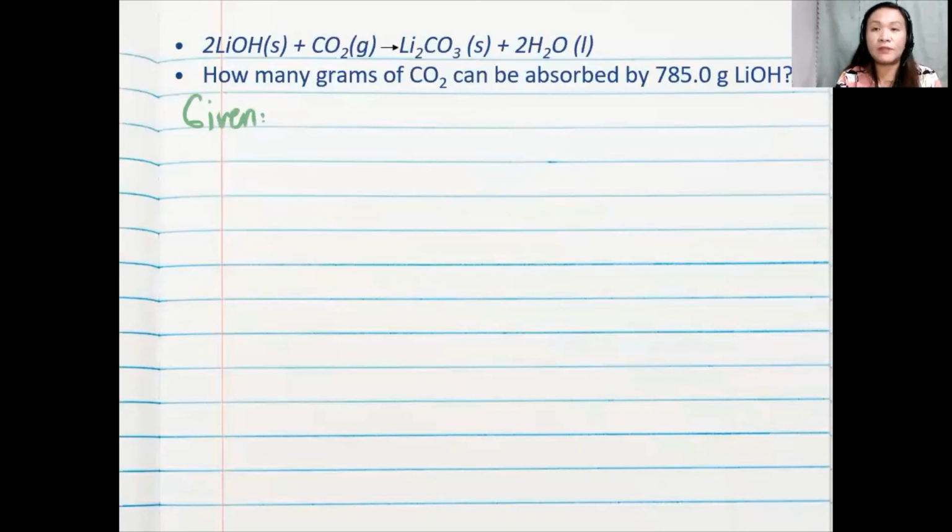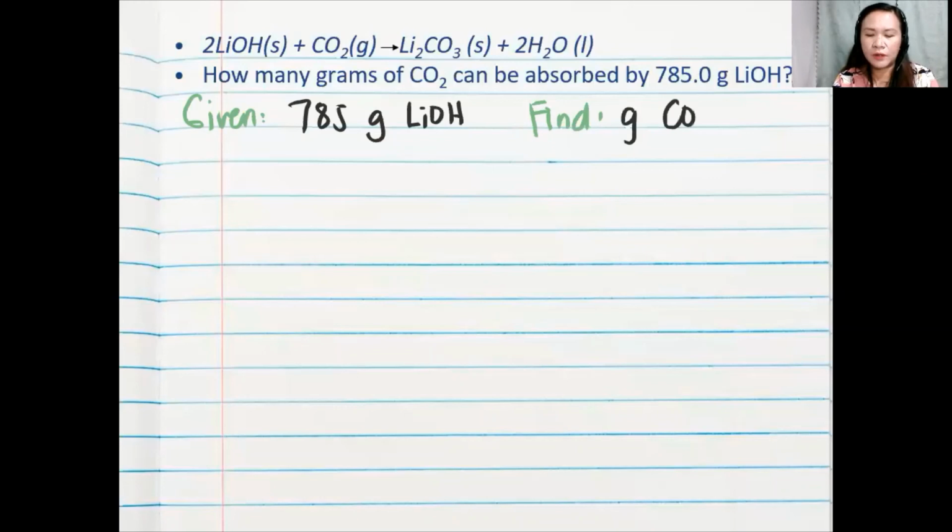Okay, so for the given, we have 785 grams of lithium hydroxide. And for our unknown, what do we need to find? Of course, we need to find the grams of carbon dioxide. Okay, so next we go now to the solution.